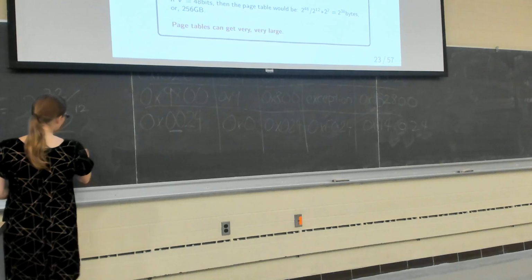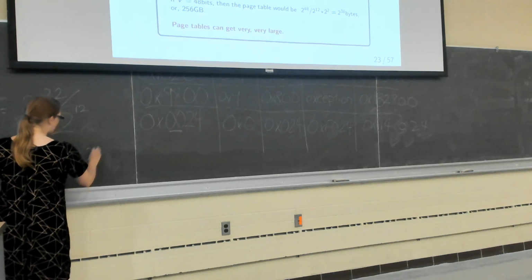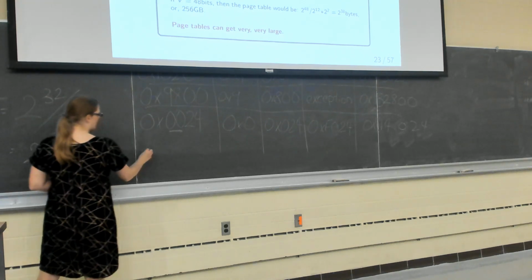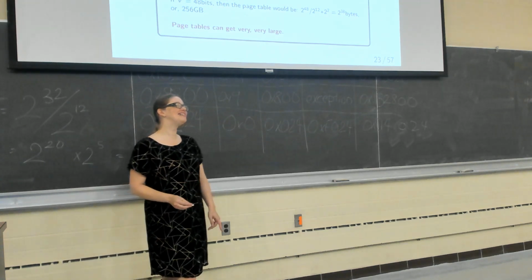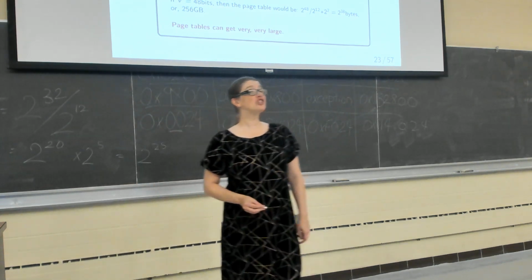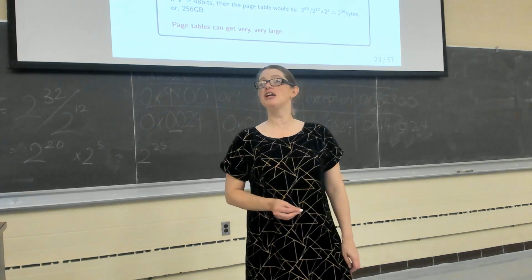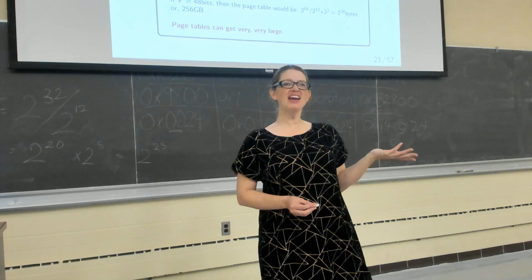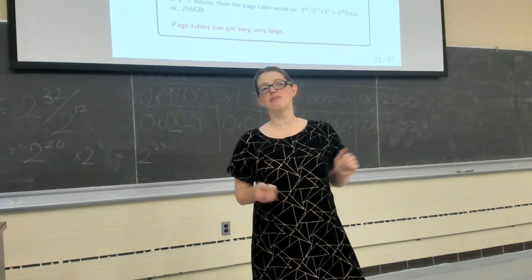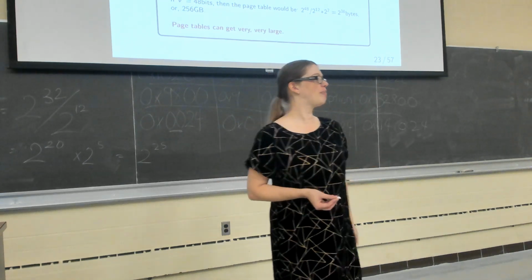So if my page table entries are 32 bits, I'm now using 2 to the power of 25 bytes per page table. Actually, we end up using 4 megabytes per page table. Still probably doesn't seem that bad, right? It's really not that bad. But we don't use 32 bits anymore.